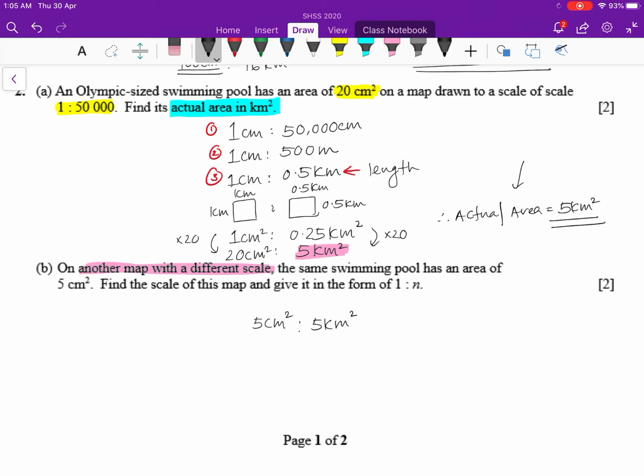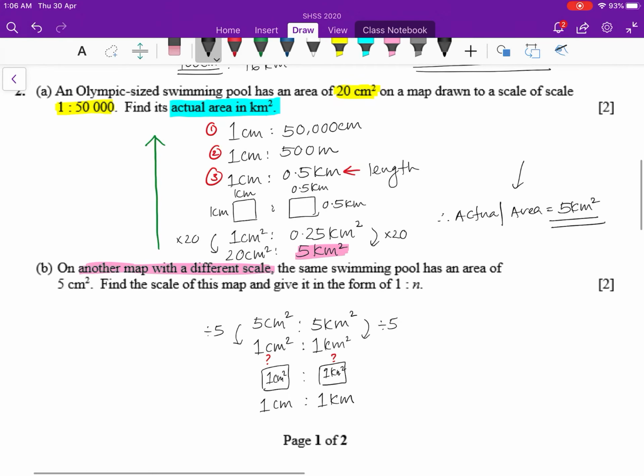So let's work backwards. Let's get back our 1 cm square. You see, now I'm working backwards. I'm working this way up now. Okay, the next step will be to find 1 cm square. So to find 1 cm square, I need to divide by 5. That will give me 1 km square. Then I draw back the box. 1 cm square, 1 km square. How do I get the length of a side of a square like this? I square root it. Now I square root 1 cm square, I get 1 cm. I square root 1 km square, I get 1 km. So it's 1 cm is to 1 km. Now I work backwards back to cm. So 1 cm is to 1 km.